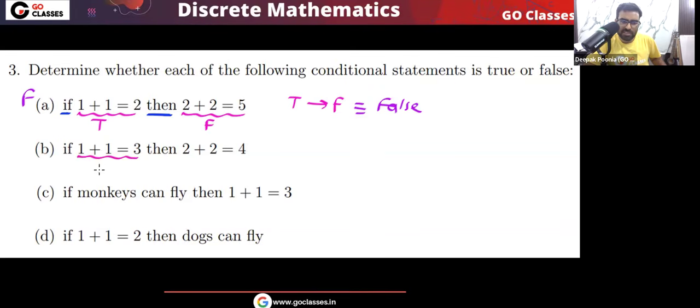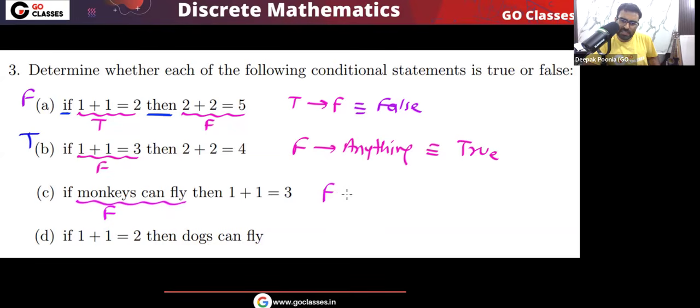If 1 plus 1 is 3, this is false. False implies anything. That is true. So this actually is true. If monkeys can fly, again if then monkeys can fly, that is false. False implies anything. That will be true. So this is actually true.